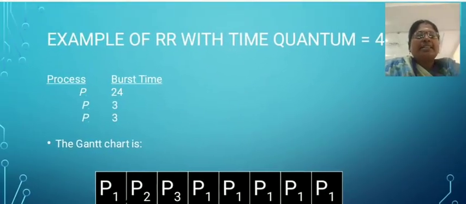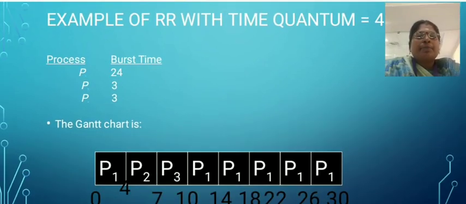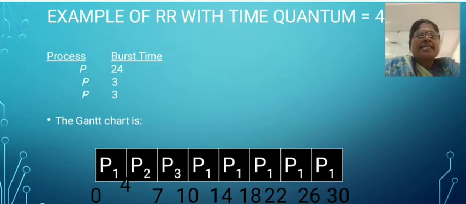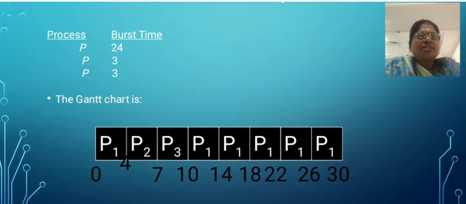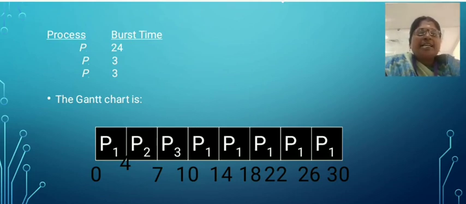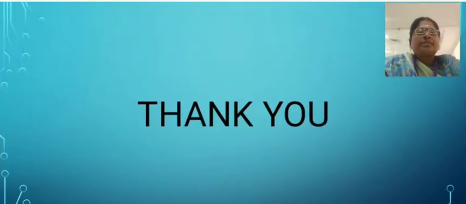Example of RR method, that is our round robin method. The quantum time is 4. There are 3 processes, P1, P2, P3, with burst times 24, 3 and 3. In the Gantt chart, each process executes only for 4 quantum times. After that, it finishes the 4 quantum times, then moves to the next. The process continues until all processes are completed. So thank you.